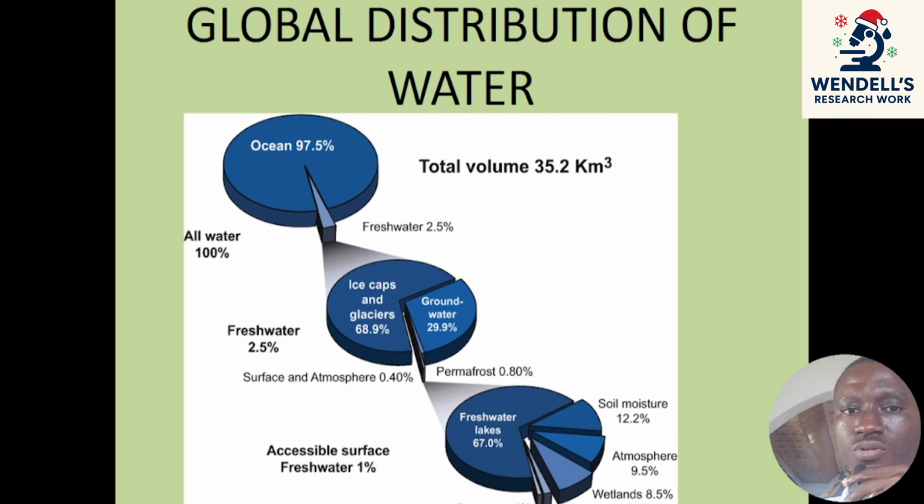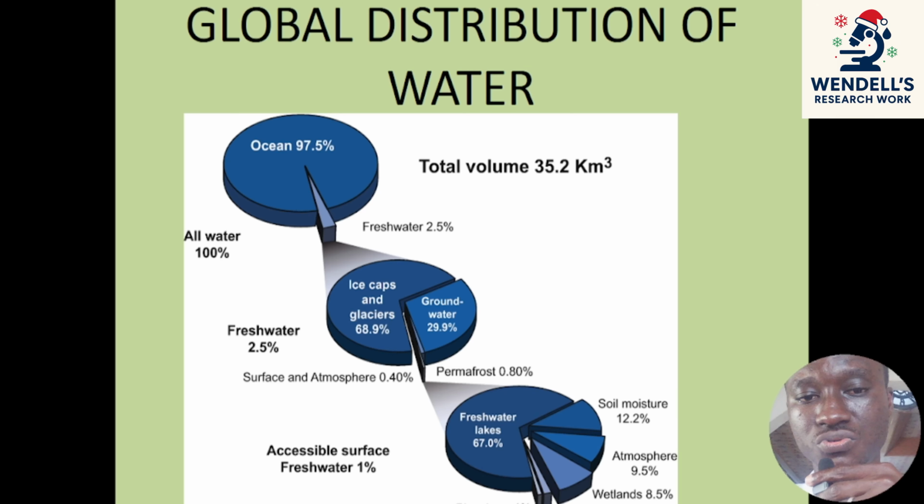So, globally, we have a total of about 35 cubic kilometer of water in total. That's the 100% water that we have globally. But out of this, over 97% of it is ocean water, which is saline, very, very saline, that is not potable for us as human beings. And then the remaining, which is about 3%, is the fresh water available to the human race.